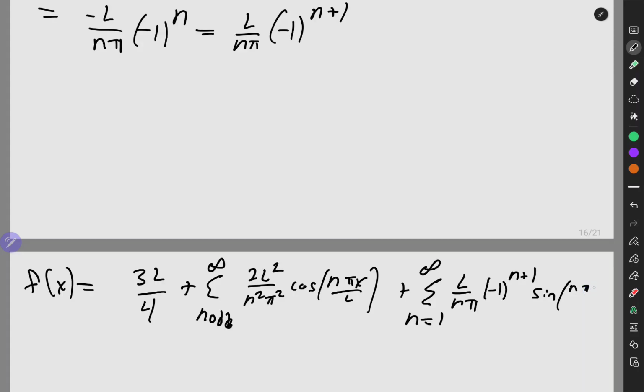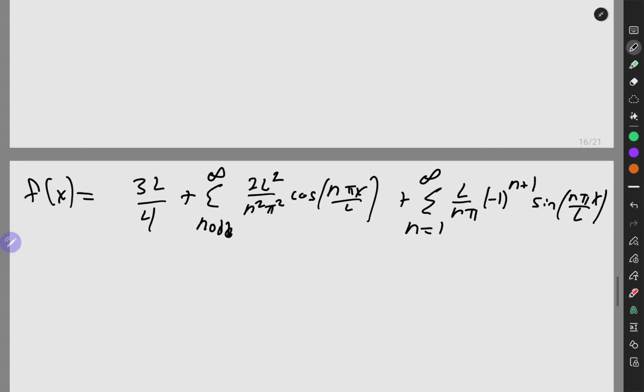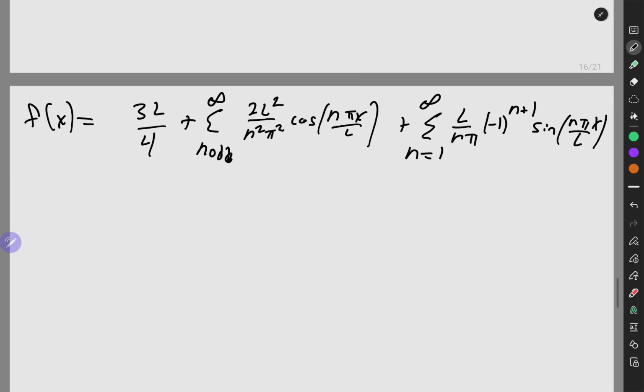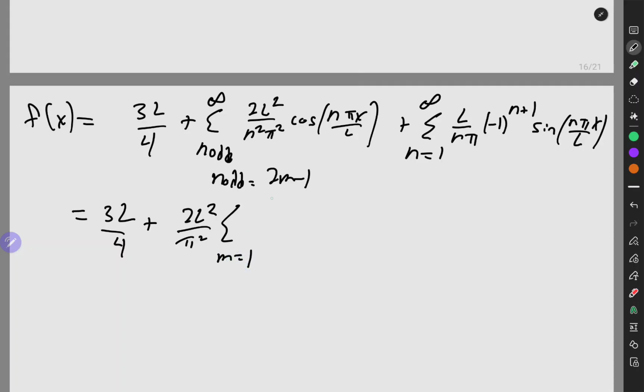I'm having brain farts, sorry. I keep thinking ahead. Because this is simplified, you can see we can take out 2L squared over pi squared. And plus, remember, n odd is equal to 2m minus 1, so I'm going to go ahead and change this.